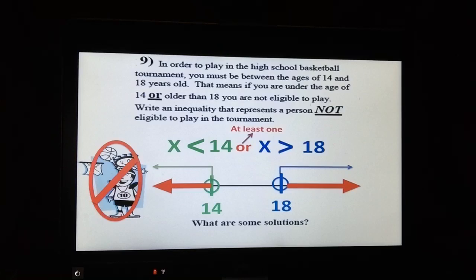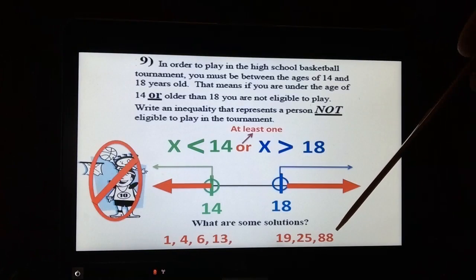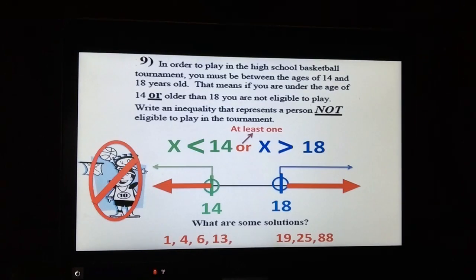All right, what are some solutions? Now, these are solutions. The question again is who cannot play. So someone who is 1 can't play, someone who's 4, someone who's 6, someone who's 13. These are people who can't play because they're younger than 14. Also, people that are older than 18 can't play. So 19, 25, 88. These are people who are not able to play in the tournament. And I don't know why someone who's 88 would want to play in the tournament anyway. He'd probably break his back.